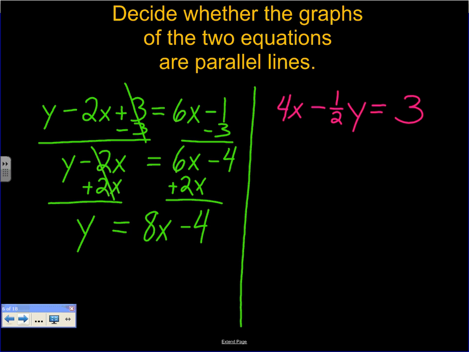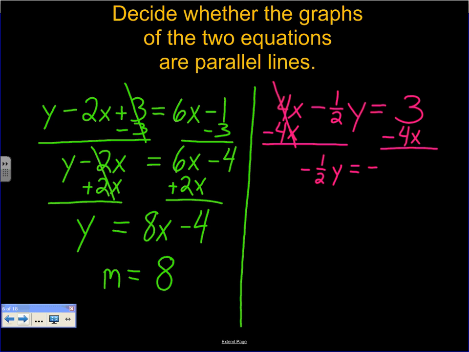So over here on the left side, the slope is 8. Now let's look here on the right side at the pink equation. We're trying to get y by itself. First step would be the opposite of positive 4x is a negative 4x. So that's the reason why we are subtracting 4x from both sides. 4x minus 4x leaves us with nothing. We drop down our negative 1/2 y, and that's equal to negative 4x, and we have a positive 3 there.